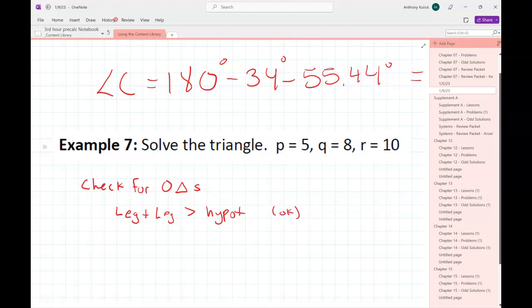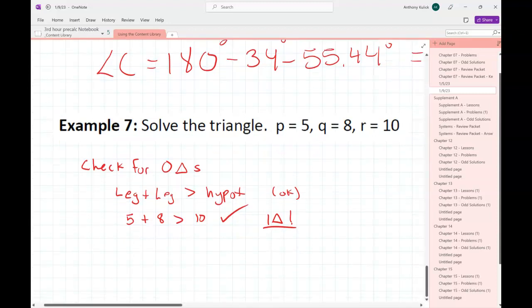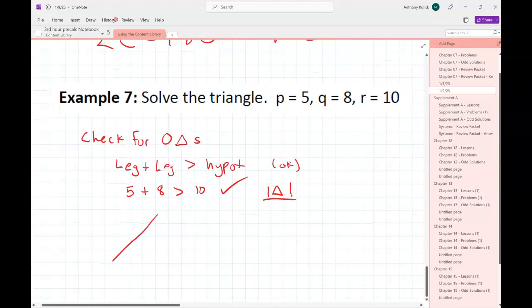So in this case, 5 plus 8 is greater than 10. Sure is. So we get one triangle here. We can do this problem. Everybody's cool with that? So draw myself a little picture here.